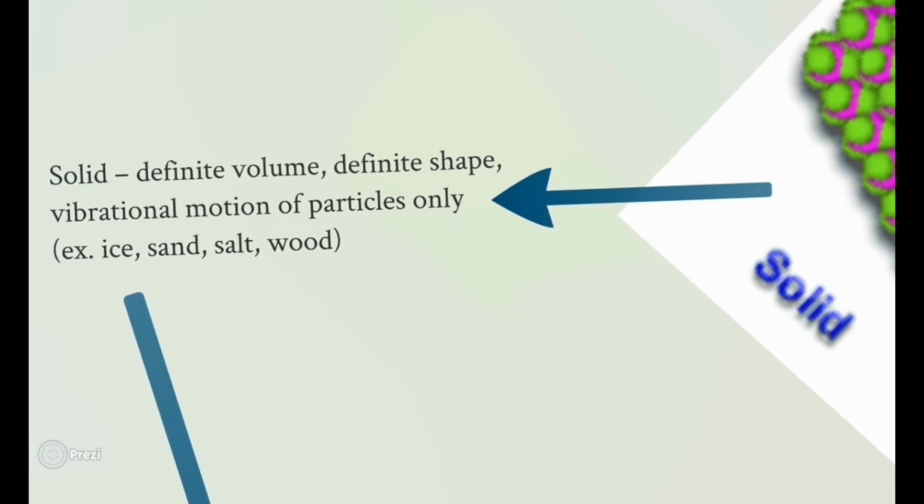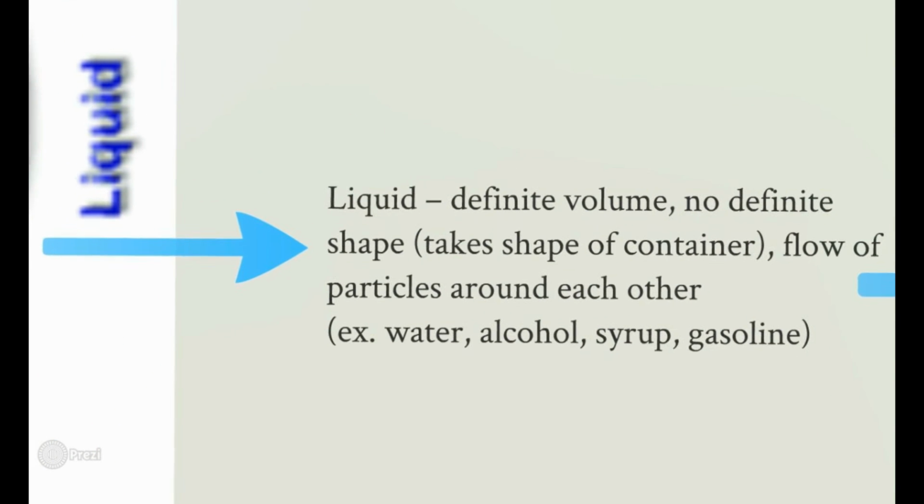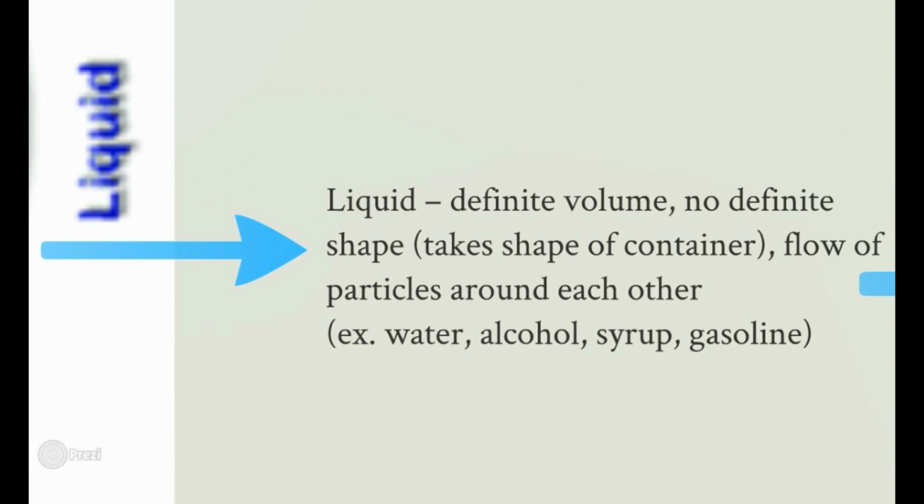Definite volume, definite shape. Liquids. Liquids have a definite volume, but liquids take on the shape of whatever they're in. So if I take water and pour it in my cup, it becomes the shape of the cup. If I pour it in a bowl, it becomes the shape of the bowl. That's one great thing about liquids: it takes up the shape, but it still has a fixed volume.